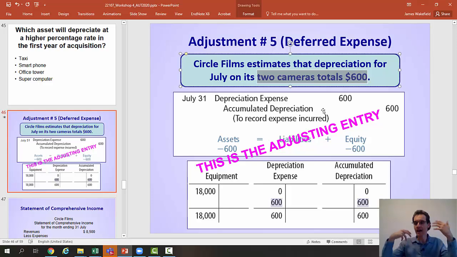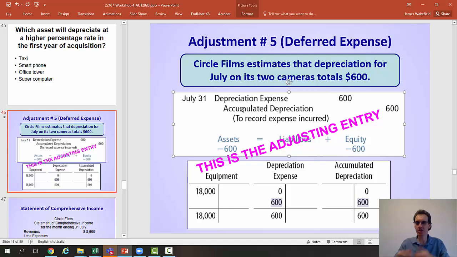That original asset value would remain in the balance sheet. But obviously we know as the years go by, that product is worth less and less and less. So the accumulated value that we have depreciated is captured in the accumulated depreciation account. So if in this period we record $600 for the cameras, that stays in that account going forward until we scrap that particular piece of equipment.